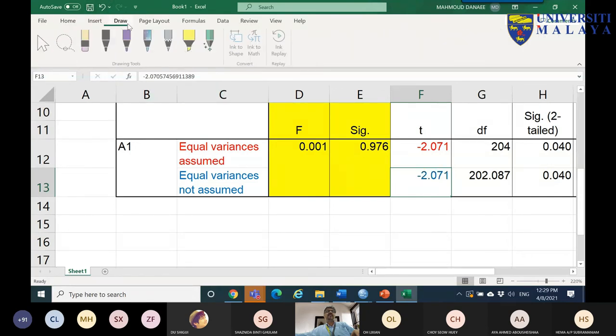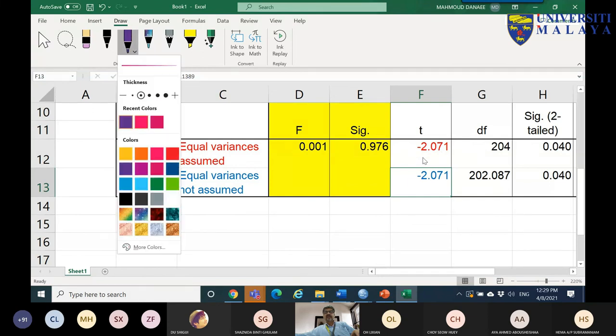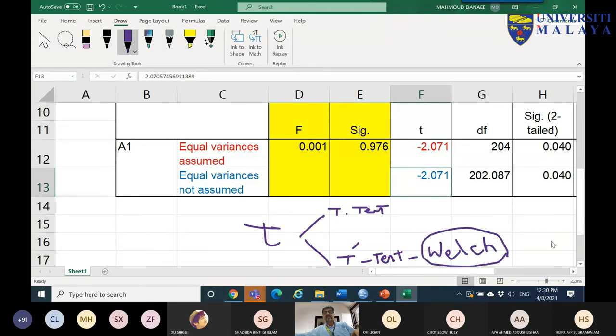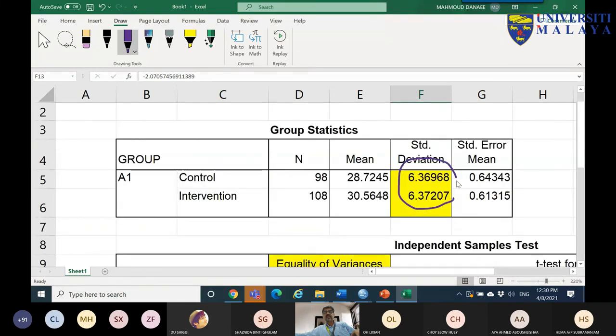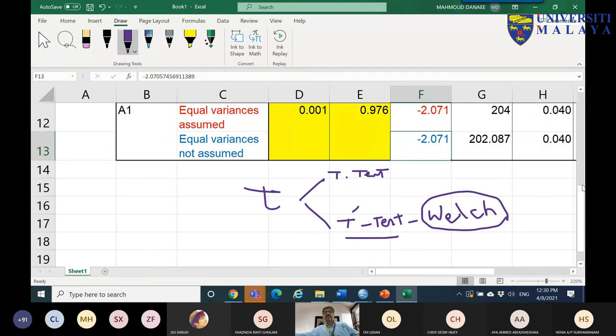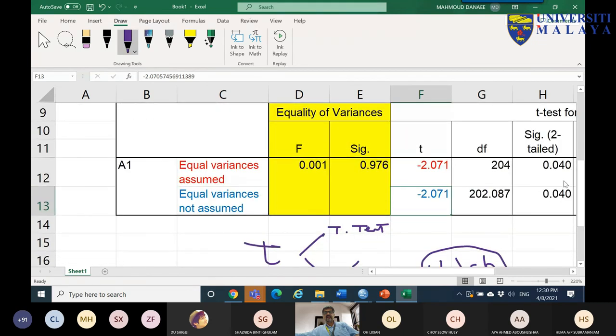So remember, in statistics, we have two t-values. One is called the normal t-test. The other is the t-prime test. The other name for the t-prime is the Welch test. The Welch test can be used when the variances are not the same. So if the standard deviation, actually this reflects the variance, if these two values are not the same, then you need to use t-prime or Welch for comparison of the mean. If the variances are the same, then you can use the t-test.